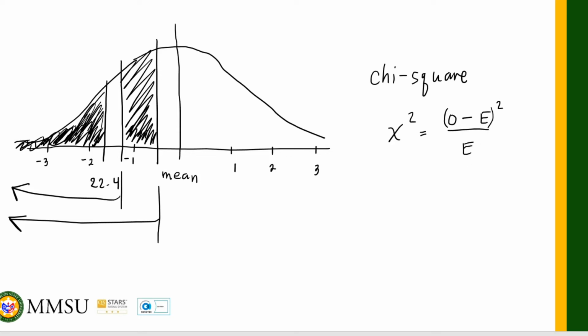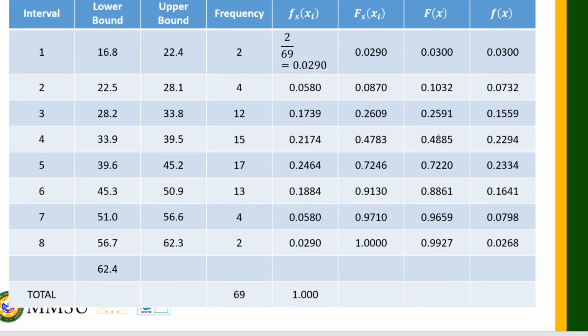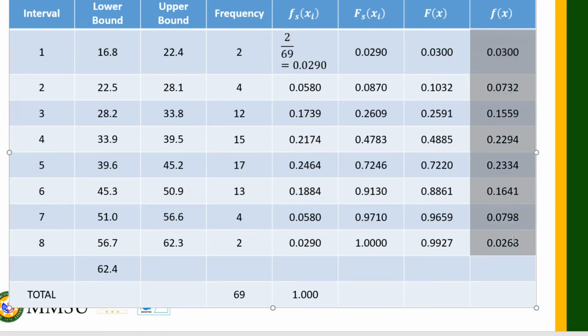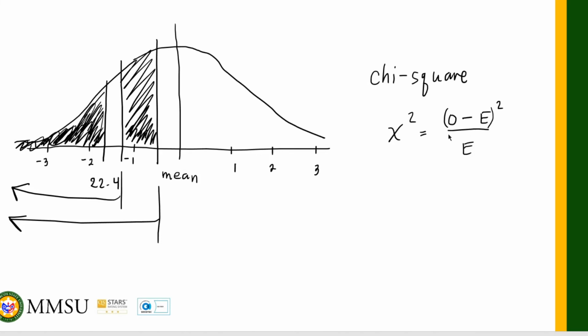O balik tayo dito sa table natin. Ang observed natin na value ay itong f sub s, kasi ito yung galing sa sample natin, galing mismo sa data natin. This is our observed values. Ang ating expected na value, ito, itong na-fit from the normal distribution. This is the expected. So, i-minus lang natin ito, minus, and then square divided by the expected. Simple lang itong formula na ito.